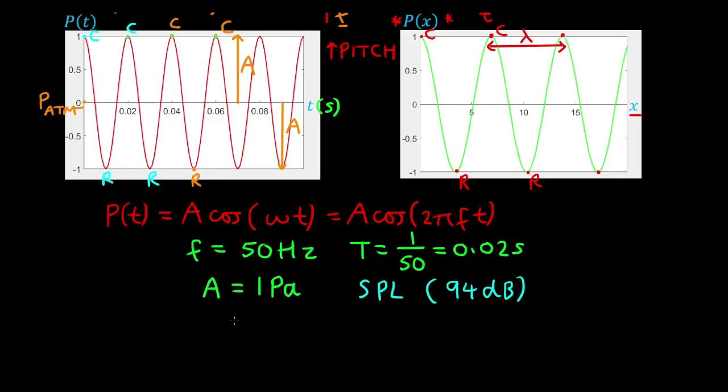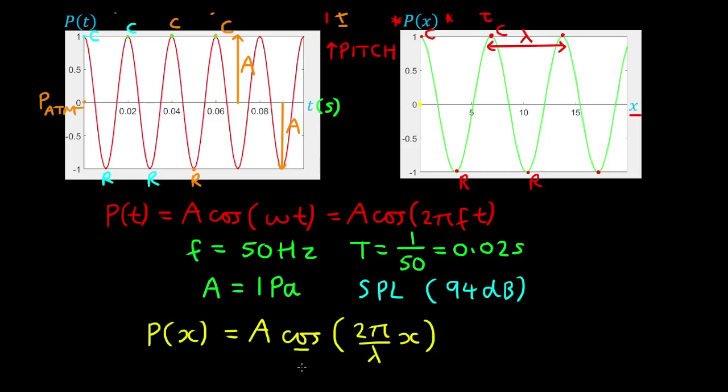Now alternatively, the pressure as a function of x is equal to the amplitude of pressure by cosine of 2 pi on the wavelength by the distance from the sound source. So as we can see, at x equals 0, or where x is a multiple of the wavelength, we have the maximum pressure. So we have an oscillation between compression and rarefaction, according to this cosine function.